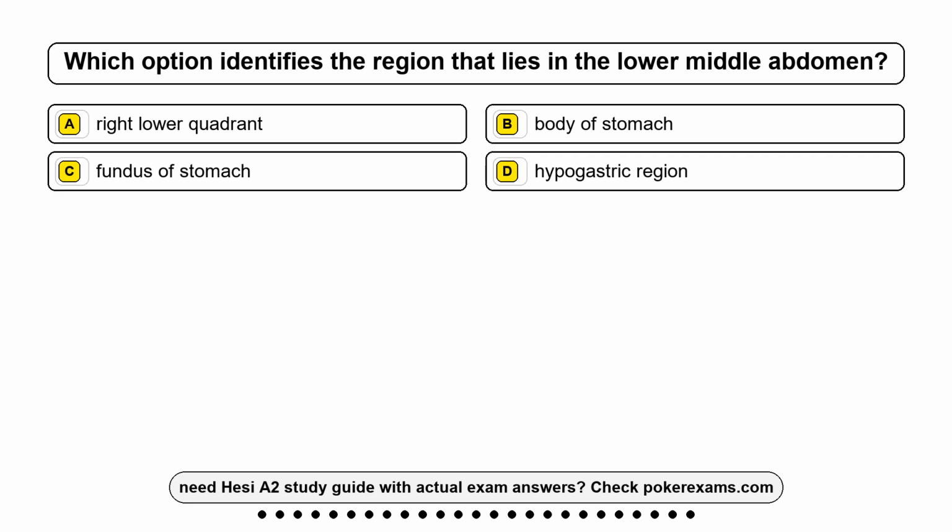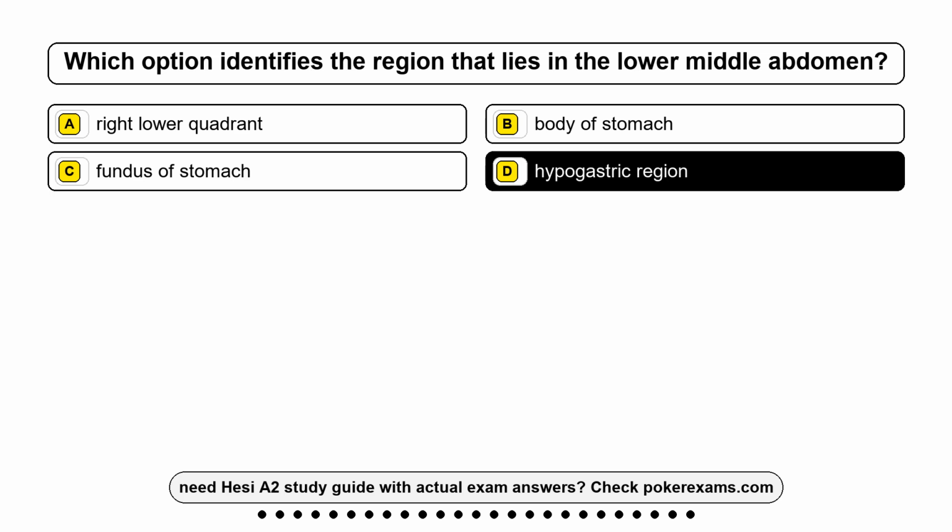Question 20. Which option identifies the region that lies in the lower middle abdomen? Option A, right lower quadrant. Option B, body of stomach. Option C, fundus of stomach. Option D, hypogastric region. The correct answer is option D, hypogastric region.